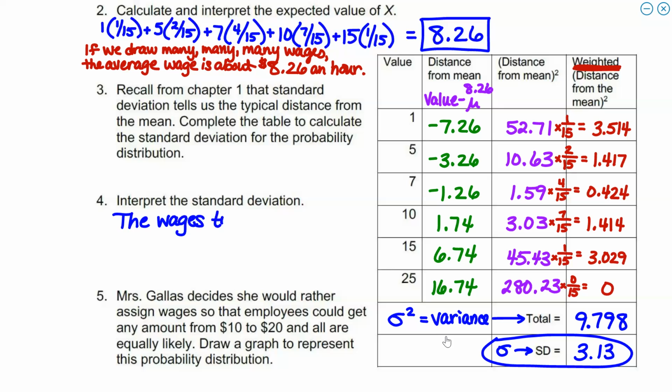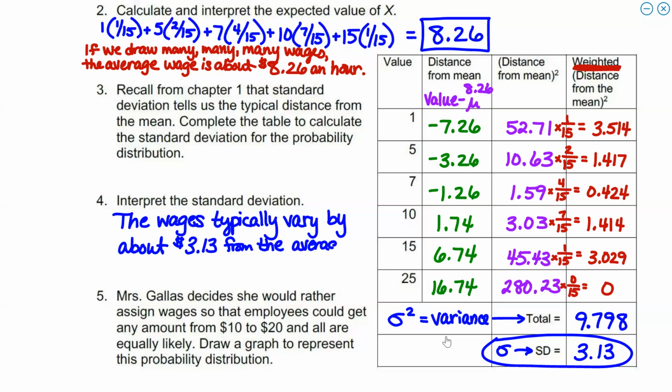The wages typically vary by about $3.13 from the average of $8.26 an hour.